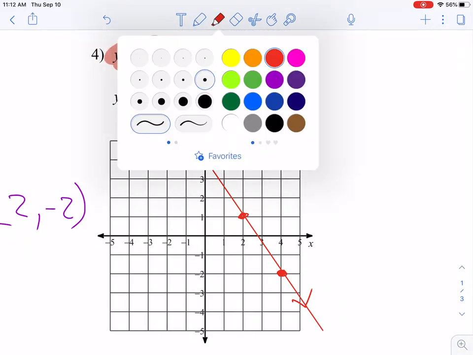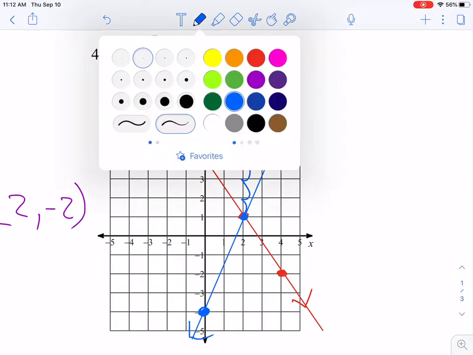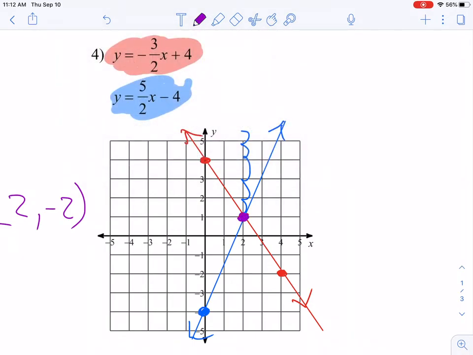For my blue equation, we are beginning at negative 4 and moving up 5, right 2. So negative 4, and we count up 1, 2, 3, 4, 5, right 2. We're off the graph a little bit, but that's going to help me make my line. Put a regular point. And then we describe that with our x value, which is 2, comma our y value, which is 1.